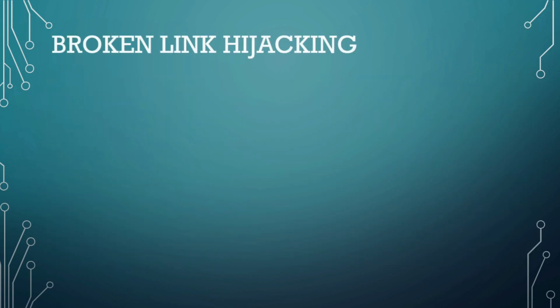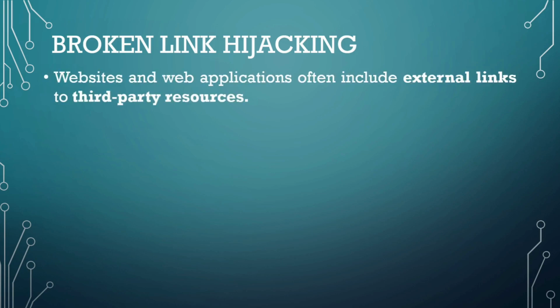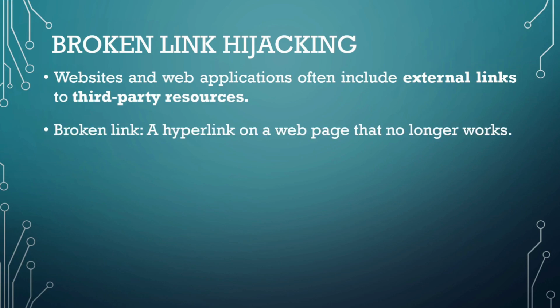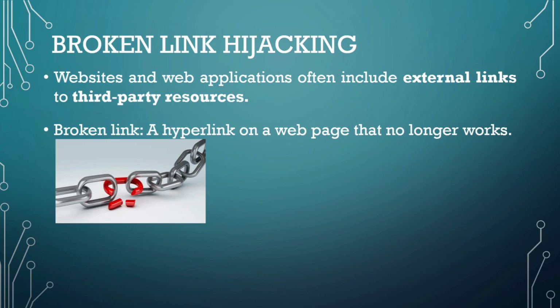So what is broken link hijacking? Websites and applications often use external links to the third parties or resources. These resources can be domains, files, images, scripts, or services hosted on a third party outside the company's control. Over a period of time, some of these links stop working. This can happen because the domain expires, or the file gets deleted, or the service is discontinued. When a link no longer points to a valid resource, we call it a broken link.